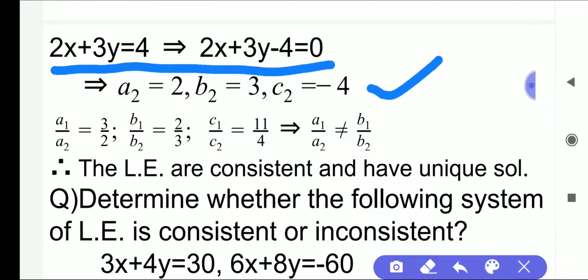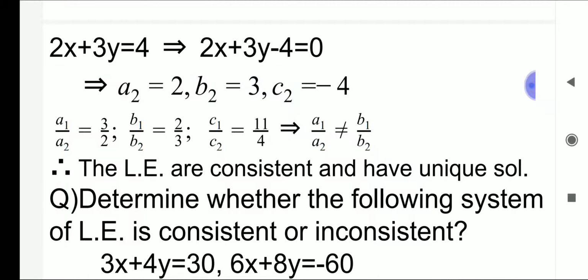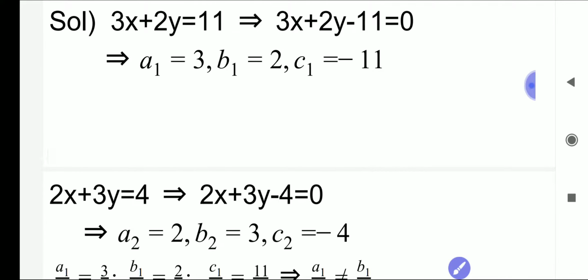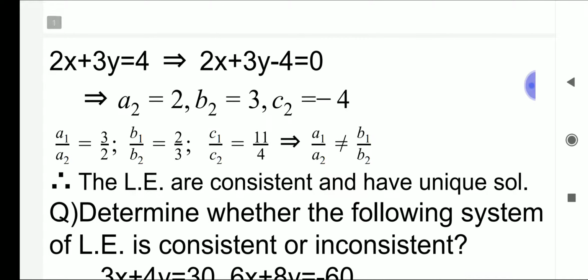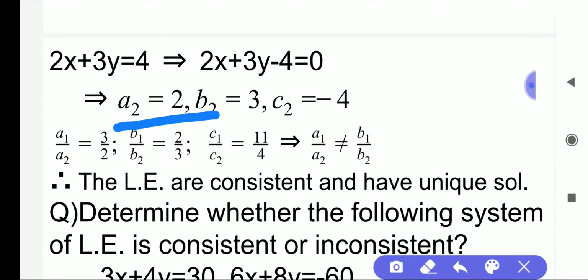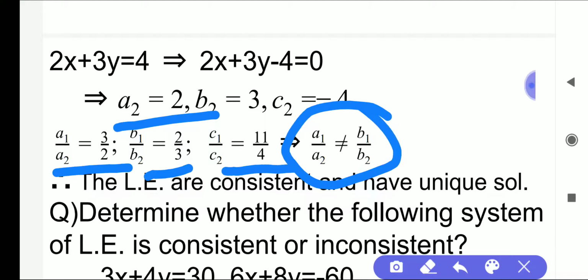Now find a1 by a2. a1 by a2 is 3 by 2, because a1 is 3 and a2 is 2. Similarly, b1 by b2 is 2 by 3 and c1 by c2 is 11 by 4. That implies a1 by a2 is not equal to b1 by b2. Therefore, the linear equations are consistent and have a unique solution.